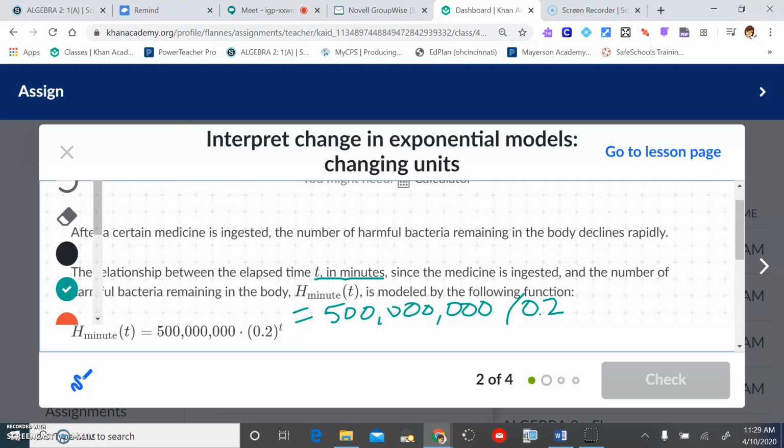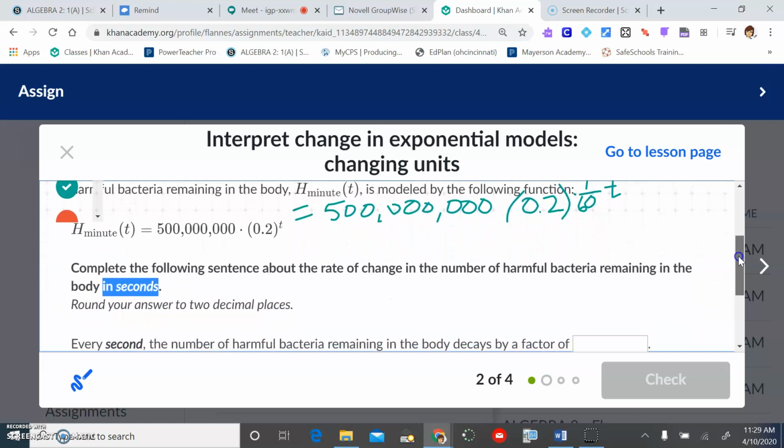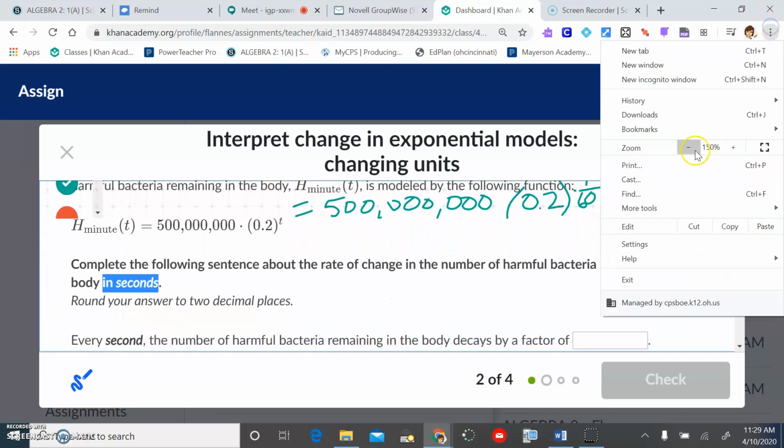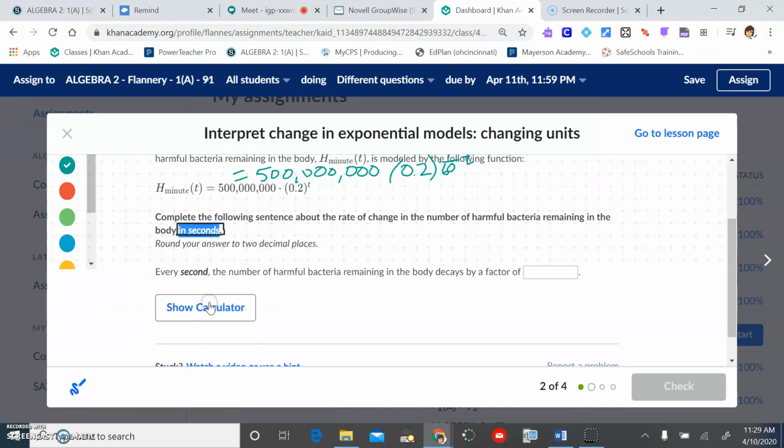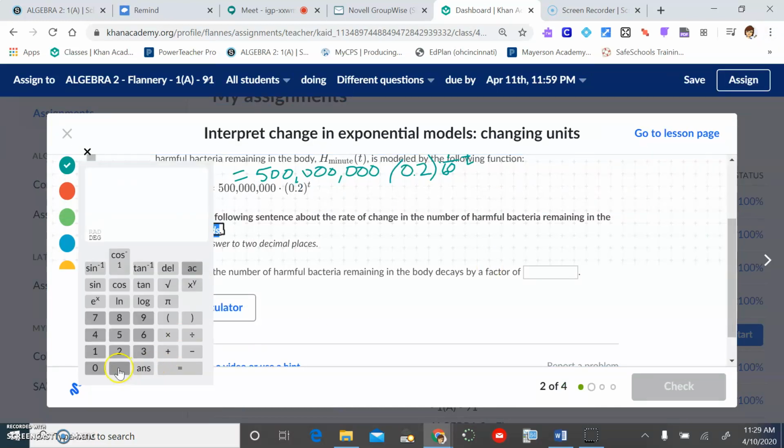in 1 minute? 60. So we're saying this new exponent is going to be 1 out of 60 seconds that are in a minute, right? 1 out of 60 seconds that are in a minute. So then I can grab the calculator here. I can use a calculator and type in 0.2 to the power of, parentheses, 1 divided by 60. And I think that should tell us the new rate.